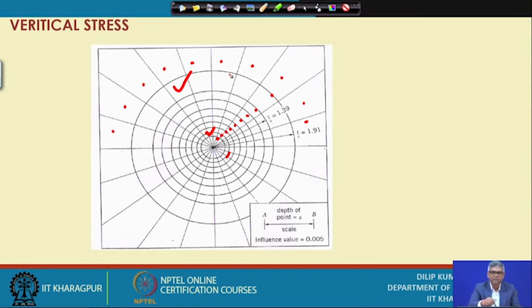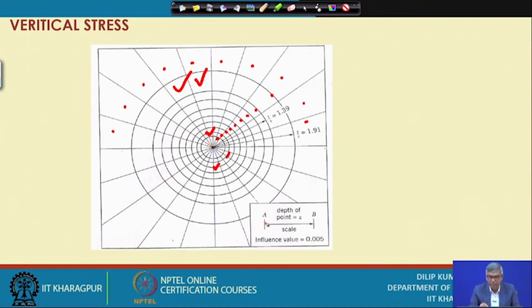Similarly, when you divide by drawing radial lines, whatever effect will be there, this small part will also be having the same effect at the center. So, that is the main conclusion from this drawing. That means this will be utilized to find out vertical stress at any depth for any shape of foundation type. So, how to utilize this?